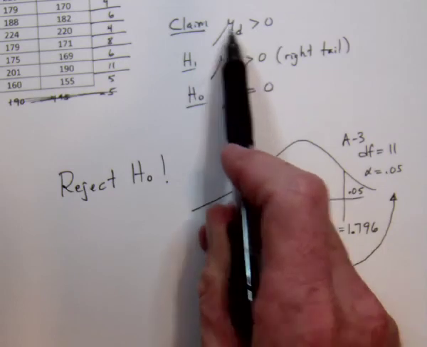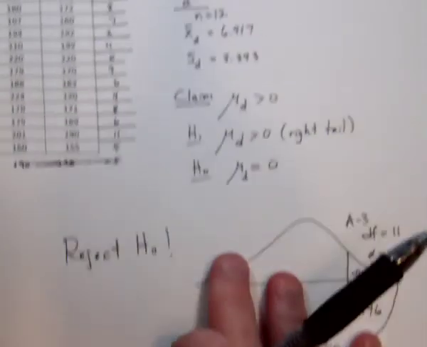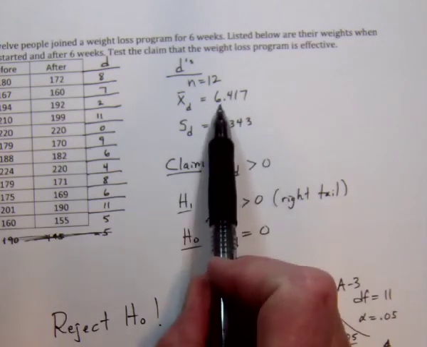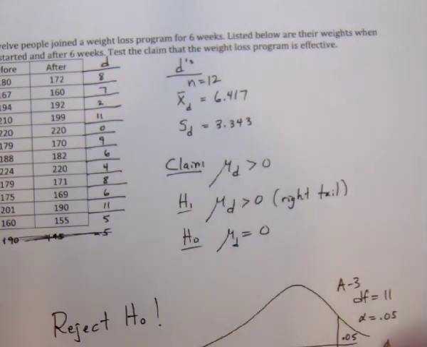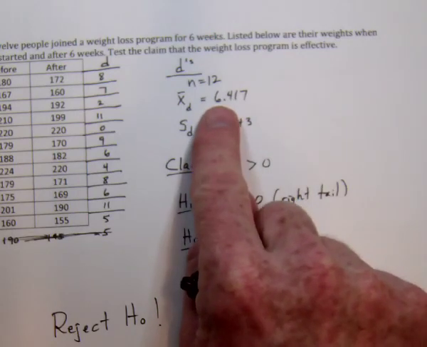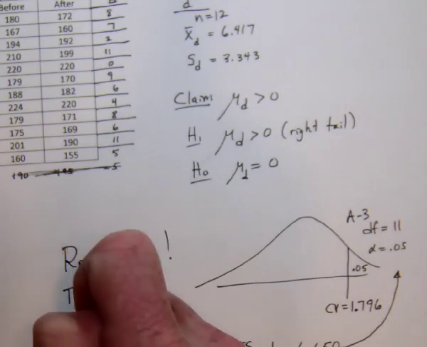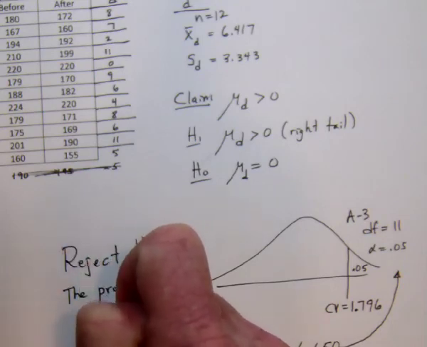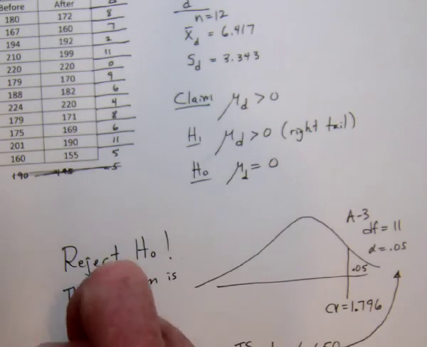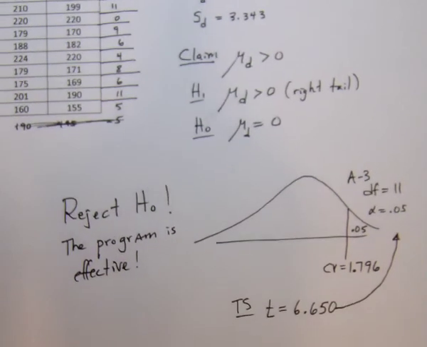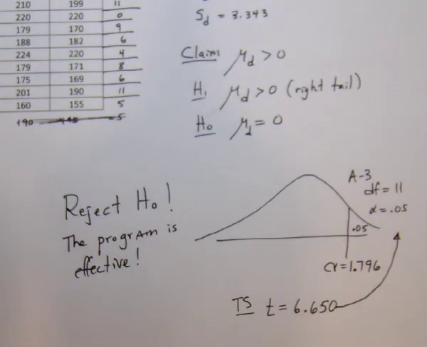And so is it positive? So this says the average is positive. Is this a positive number? Yes, it sure is. And what this is saying is that they're losing almost 6.5 pounds. So is that considered effective if people are losing 6.5 pounds? Yes, definitely. So the program is effective for losing weight. Okay, until next time.